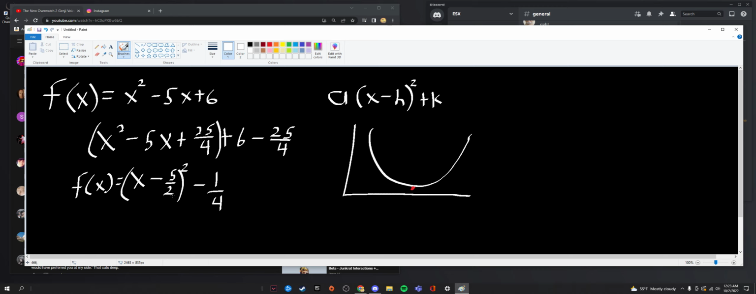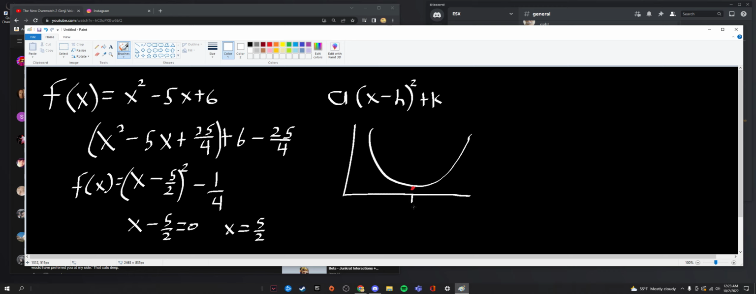So all we do is we set the inside of this to equal 0. So x minus 5 over 2 equals 0. Therefore, x would just equal 5 over 2. What that means is the x value where our vertex or minimum point takes place would be 5 over 2.